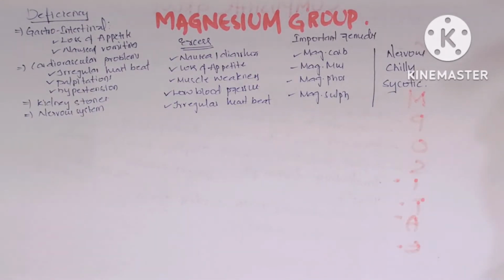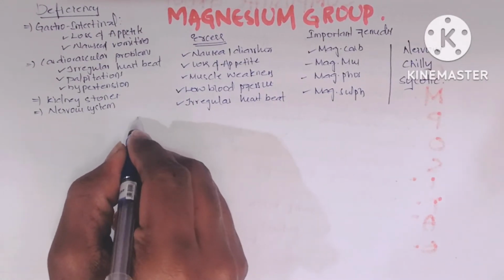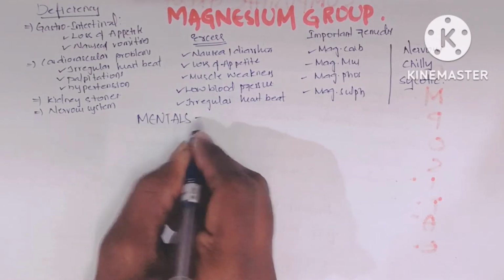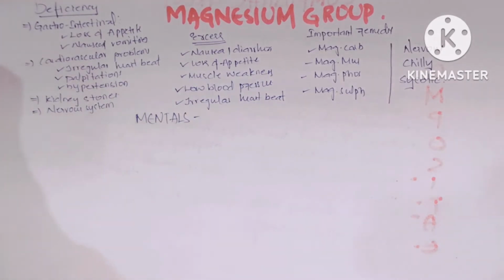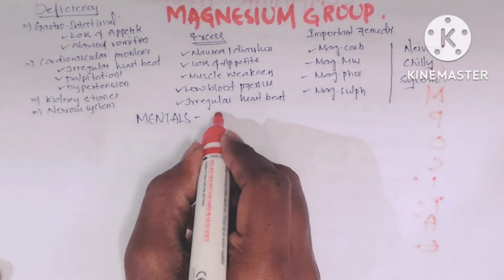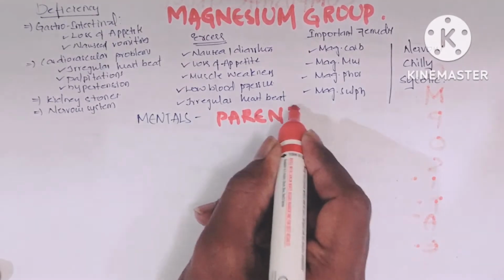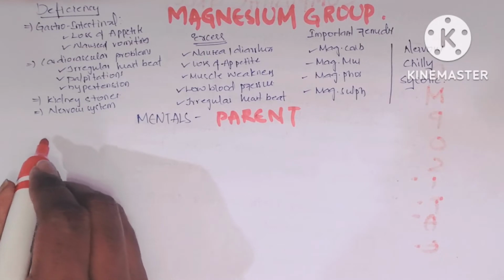If you didn't watch the miasms video which covers all the group studies, it is uploaded on our channel. Please watch it. And coming to the magnesium group, mentals and physicals with a simple mnemonic. Let us learn the mental symptoms first. Just remember the word PARENT for the mentals.